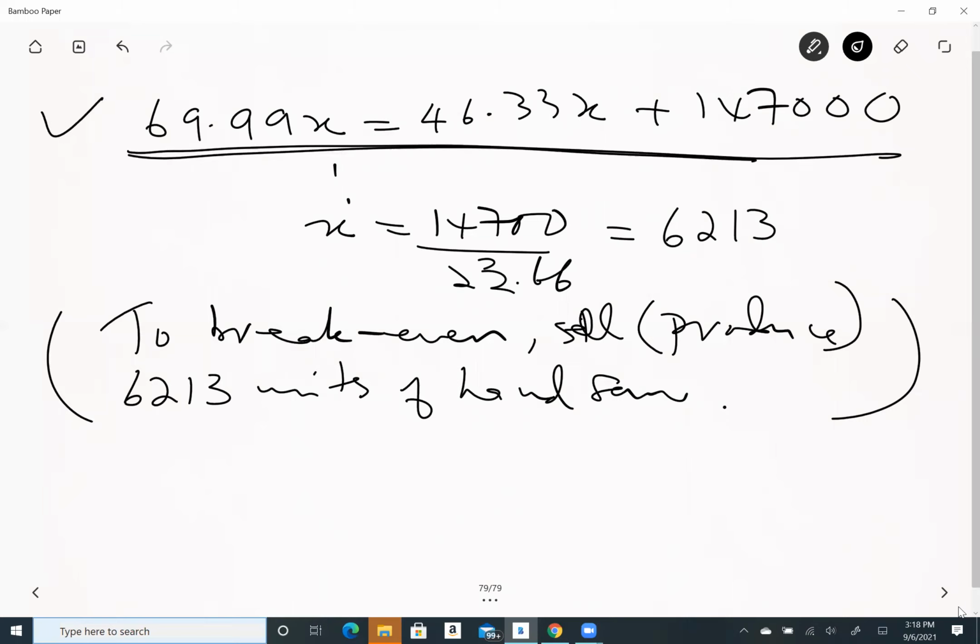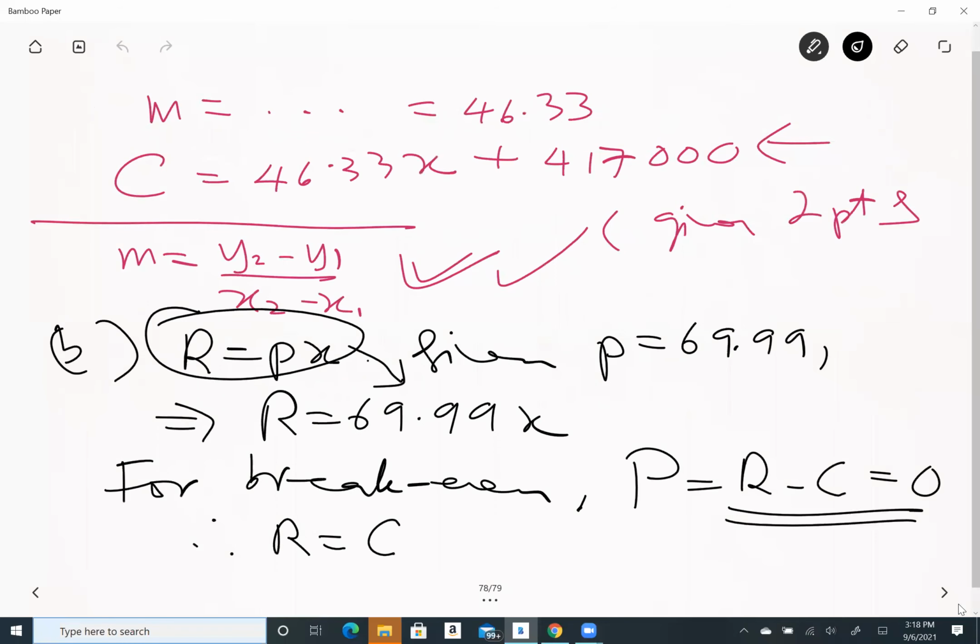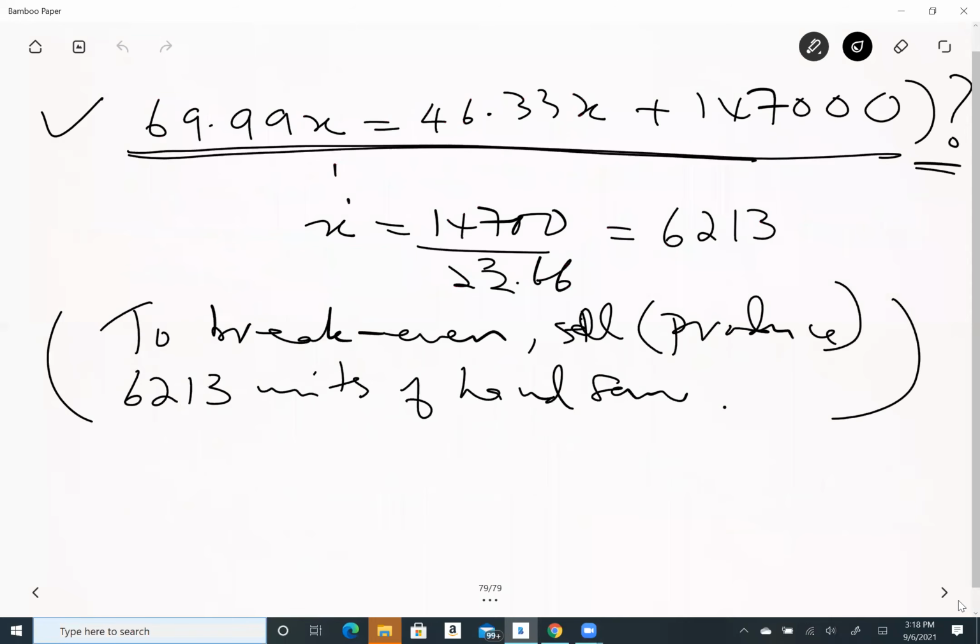For full marks, at least you have to say revenue equal to PX equal to that one, and then break even. What is break even? Profit equal to 0, which is equal to that, equal to that. So you jump, all right? You just come up to here. I do not know how, okay? Like I said, better to write more than to write less.